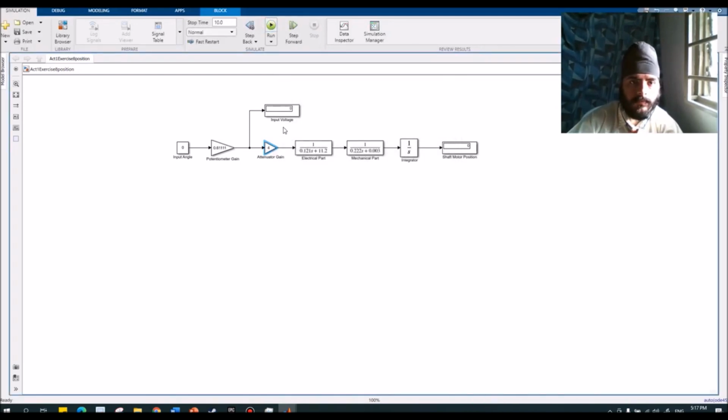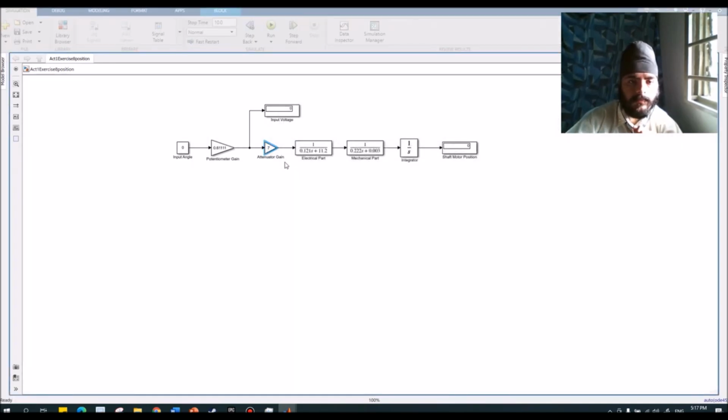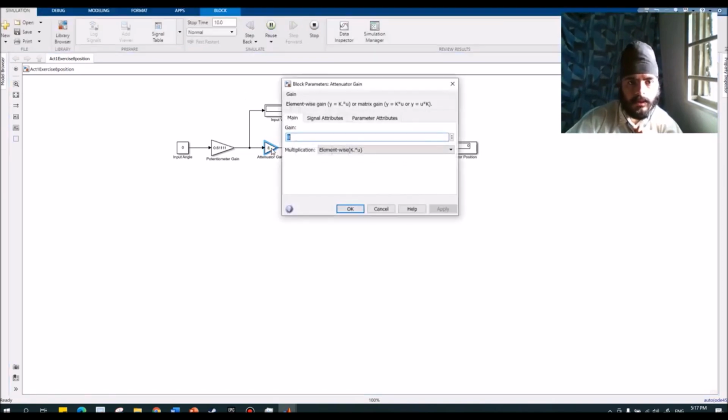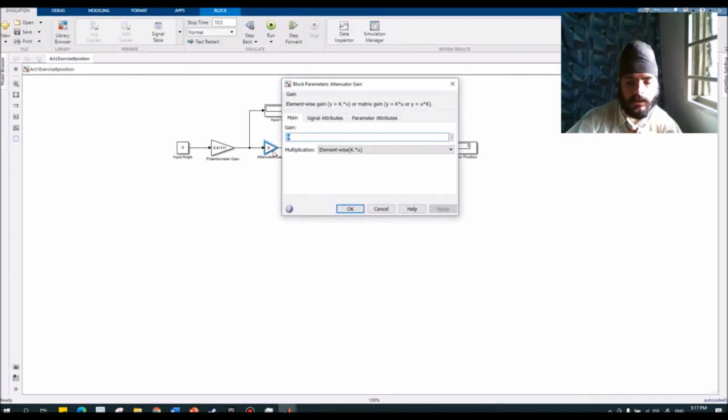Gain 4, gain 5, gain 6, gain 7, gain 8, gain 9, last one gain 10.